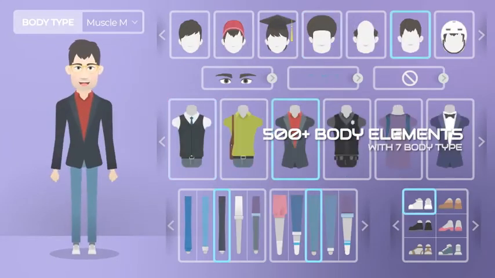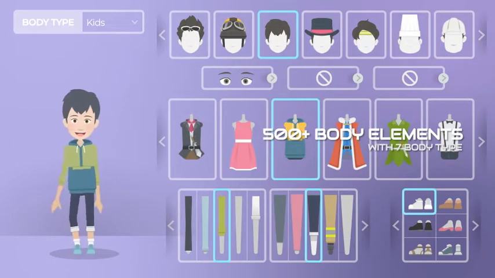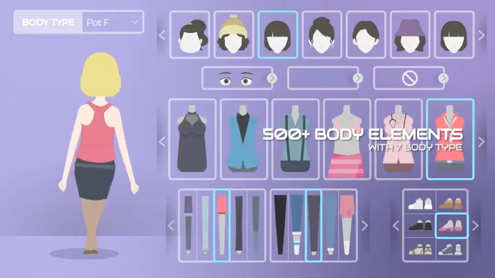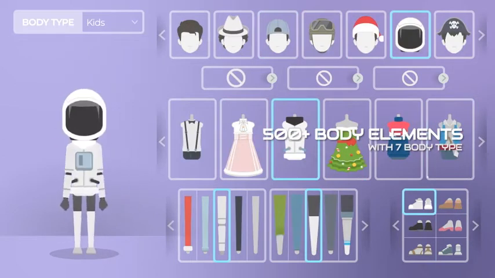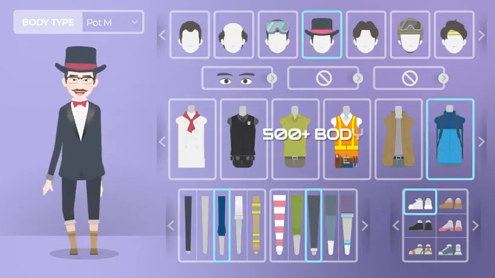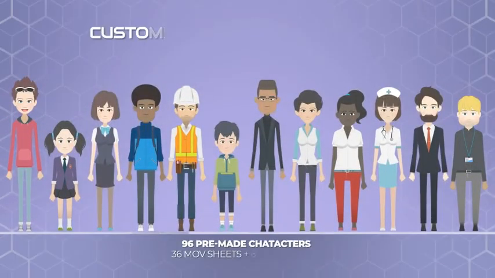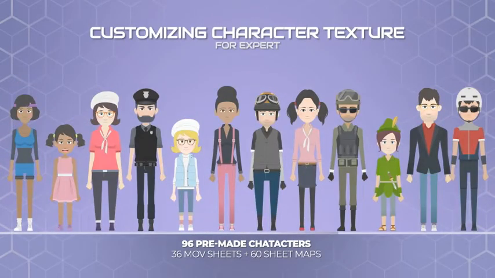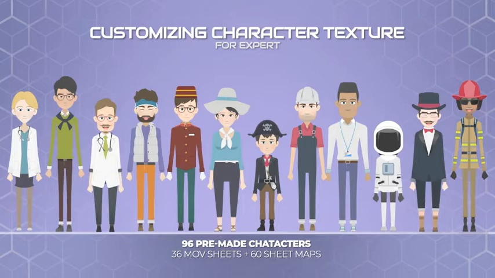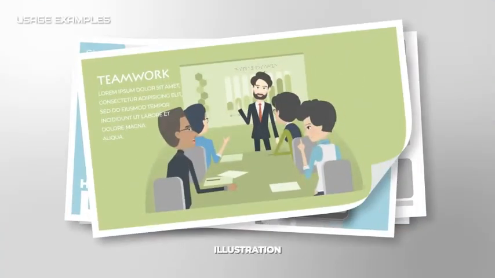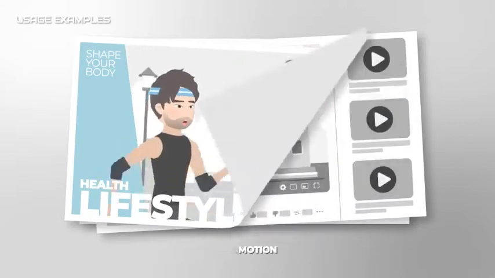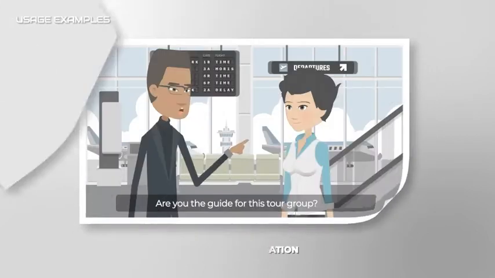This toolkit offers 7 body types and more than 500 body elements. Create your own character with unlimited combining and coloring. Find video tutorials on YouTube and learn more. If you're an expert, check the manual for customization as well. Character elements can be used in so many fields, and this toolkit makes you an expert.